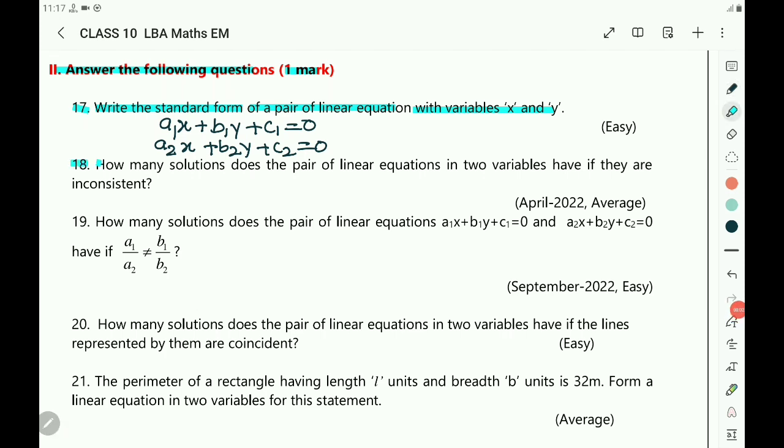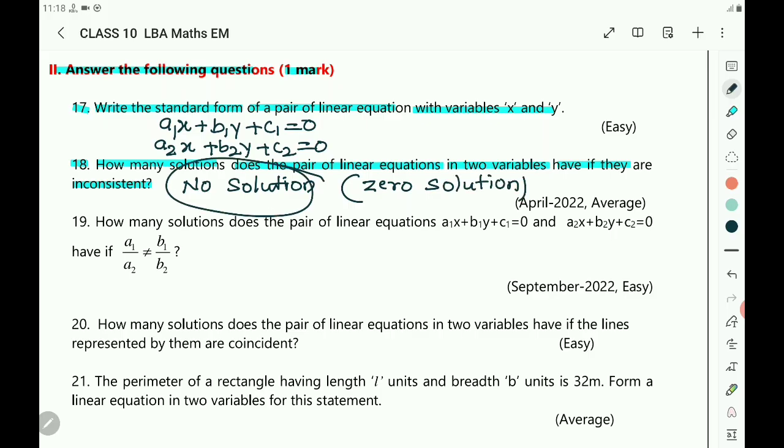Question number 18: how many solutions does the pair of linear equations in two variables have if they are inconsistent? If the pair of linear equations in two variables is inconsistent, they have no solution, meaning zero solutions. Inconsistent means no solution. Or in the bracket you write zero solutions. You can write this as the answer. Then you take the next question.